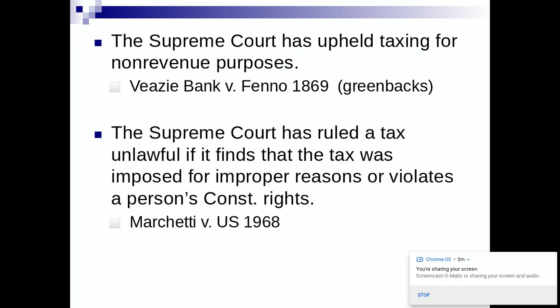We'll skip this for the time being, but the Supreme Court has ruled a tax unlawful if it finds that the tax was imposed for improper reasons or violates a person's constitutional rights. So this mostly deals with gambling. This tax on them violated the gamblers' rights.